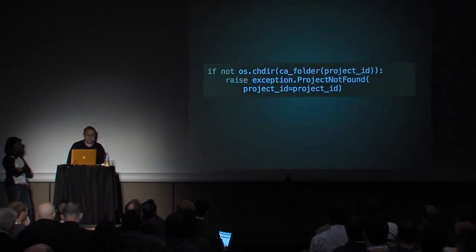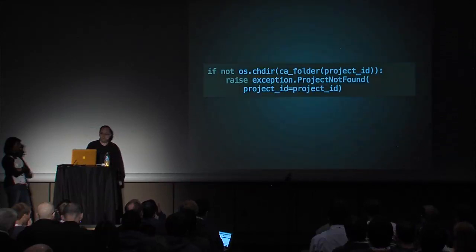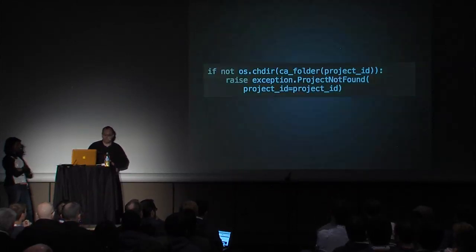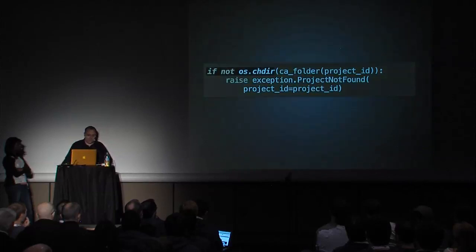In June of this year, OpenStack Compute introduced a bug making it impossible to revoke a certificate. The lines of code at fault here are these two additions. This is not a criticism of Nova. The bug has already been fixed. My point is that they fell into a very common trap. The bug here is that chdir does not actually return a value.